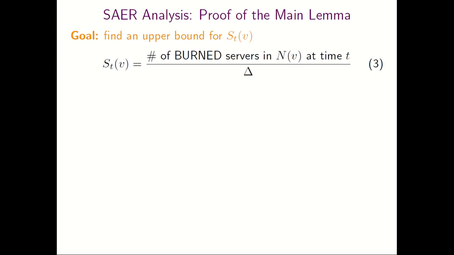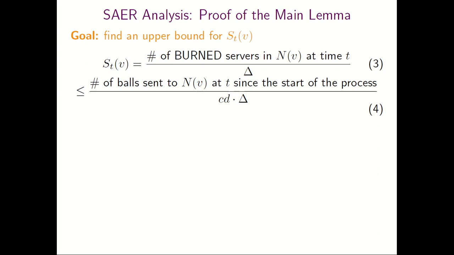To prove the main lemma, we have to find an upper bound to the fraction of burned nodes in the neighborhood of a client v. Since a node is burned when it receives more than c times the requests since the start of the process, the fraction of burned nodes is bounded by the ratio between the number of requests sent in the neighborhood N(v) of the client v since the start of the process and c times d times delta.